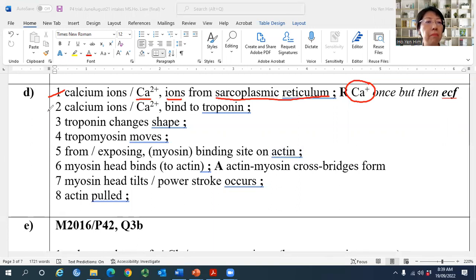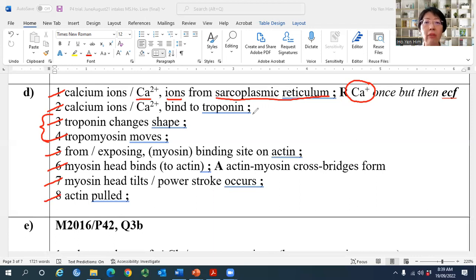Okay, bind to troponin, troponin changes shape, tropomyosin moves. This is the part where students' answers are very vague. That means not clear. The student will say, oh, troponin will move. Troponin will move. No, troponin changes shape and tropomyosin moves, exposing the binding site on actin, the myosin head binds, the myosin head tilts, and actin is pulled.